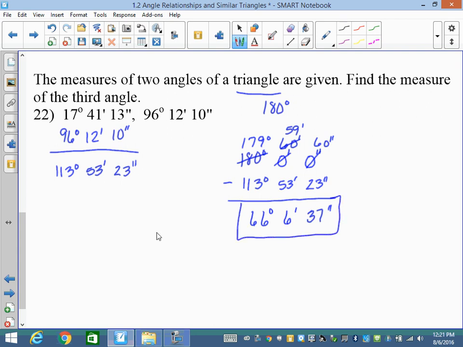Now, another thing that I've seen students do is that they'll change everything to decimals, do all the math in decimals, and then convert back to degrees. You can do it that way, or degrees, minutes, seconds. You can do it that way, but it's a little bit longer route to go.